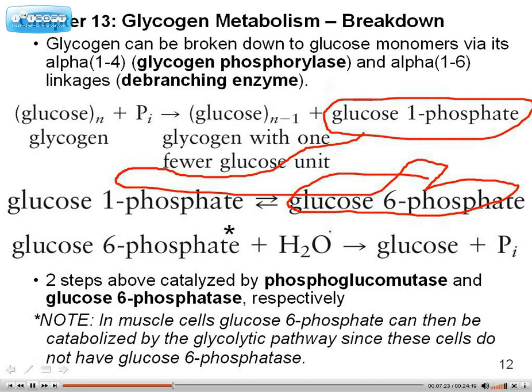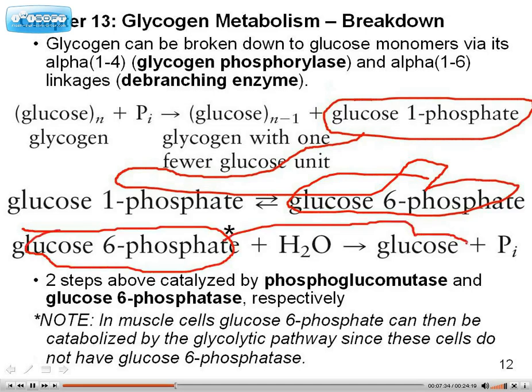The body has a couple of choices. It can remove that phosphate so that it's just a generic glucose. And this is the form that you would use and transport in blood. So this is blood glucose, for example, or this is just generic glucose.